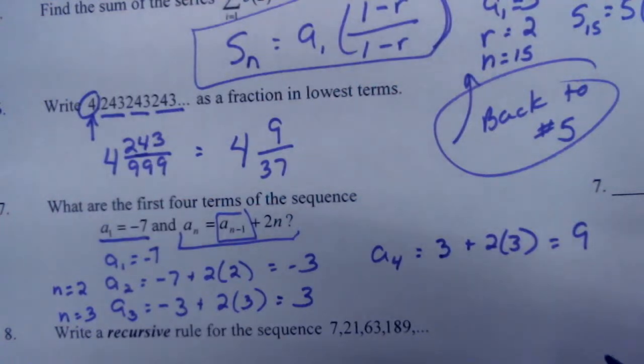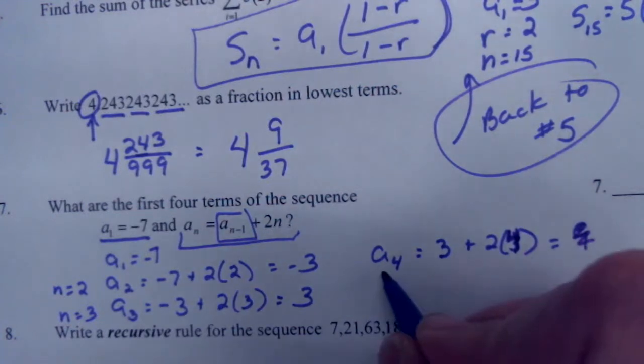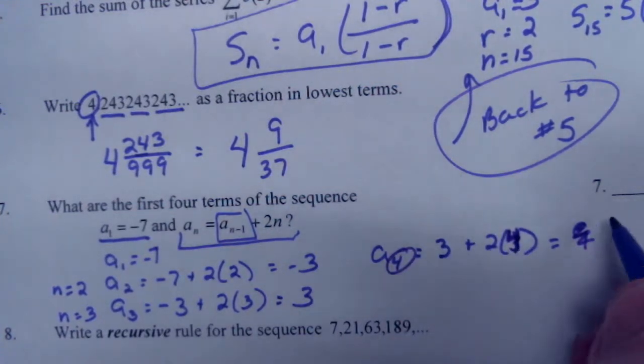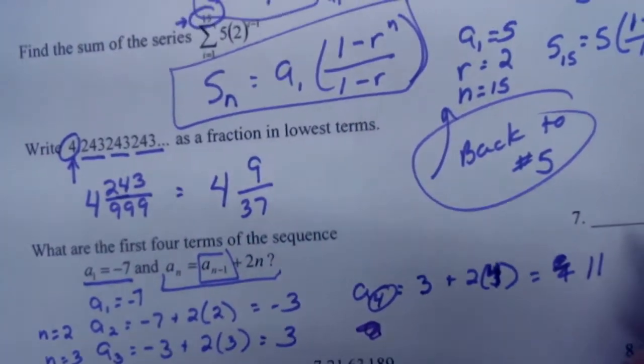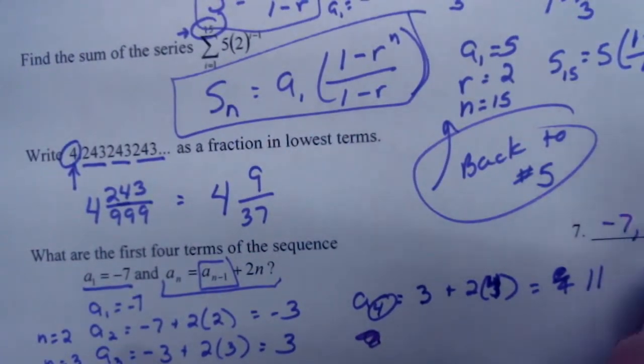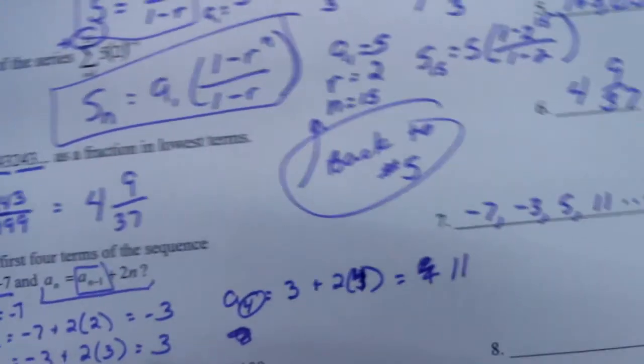So 3 plus 2 times 3, that would be 9. Not what I got last time. Oh, n is 4. There we go. n is equal to 4. So 3 plus 2 times 4 is 11. There we go. So our first terms are -7, -3, 3, and 11. Just like that.